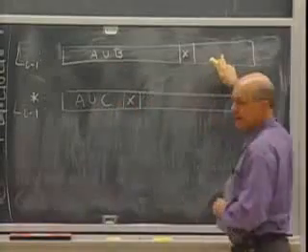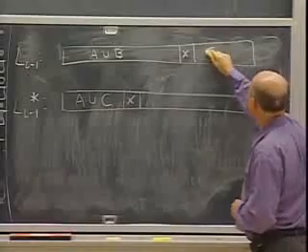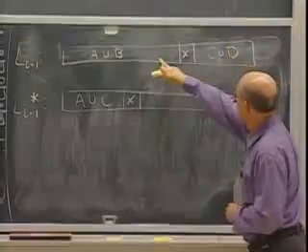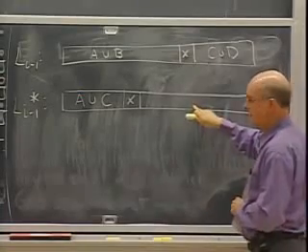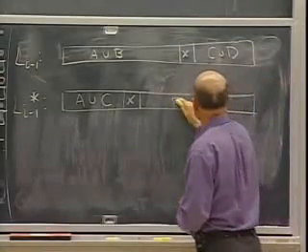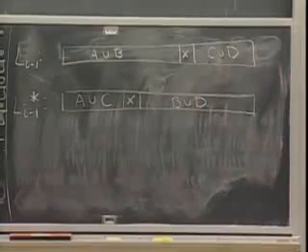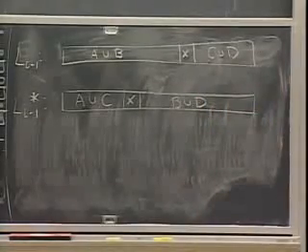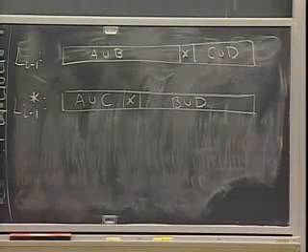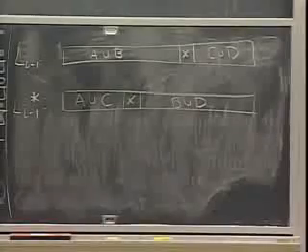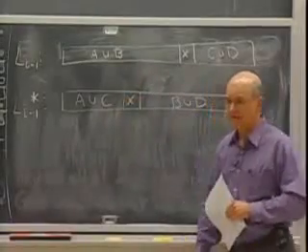And this one? Better be C union D, because I've got A union B over there, and I've got X, so that better be everything else. And here is B union D. So those are the four sets that we're going to care about. We're actually mostly going to care about these two sets.